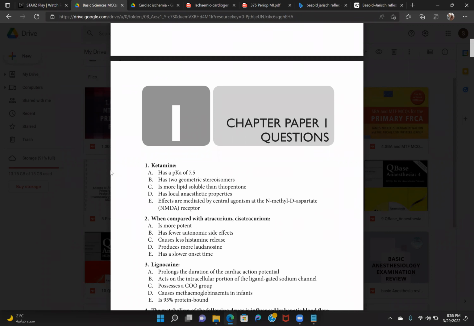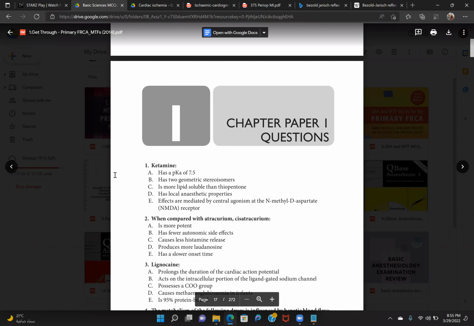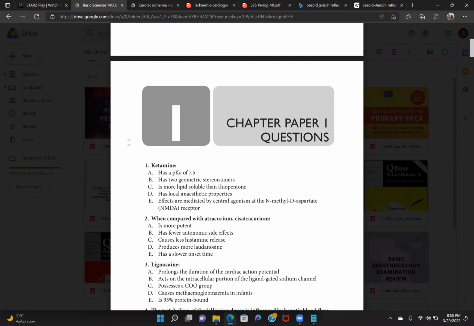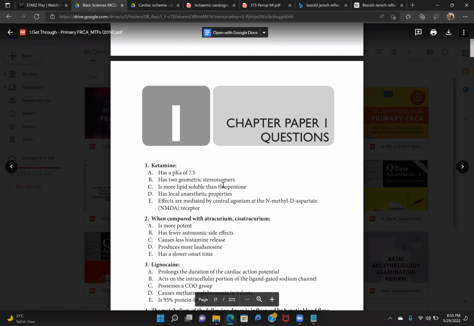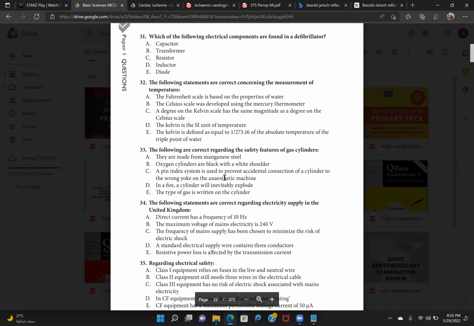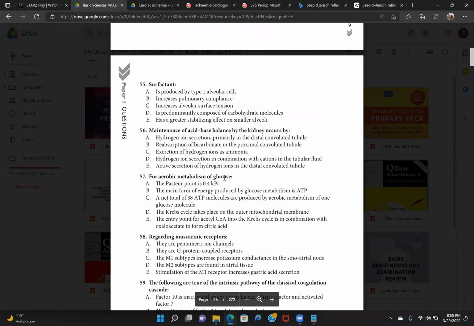This is the way. I did not read any book, I tell you, other than MCQs books. I just read the MCQs book, read the explanation, like you will find the explanation here. Okay.